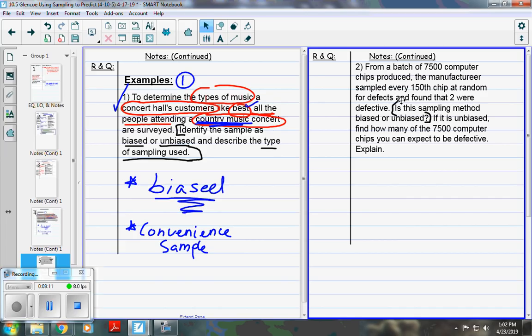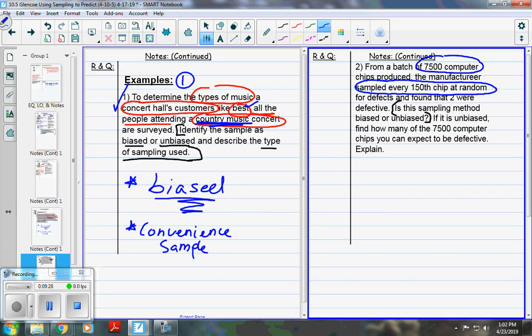Okay, welcome back. So we're analyzing computer chips. This seems like an experiment that would be done on an actual production line. First off, we have 7,500 computer chips we're studying. The manufacturer sampled every 150th chip at random for defects and found that 2 were defective. Is this biased or unbiased sampling? If you said unbiased, you are correct. This is an unbiased sampling technique.